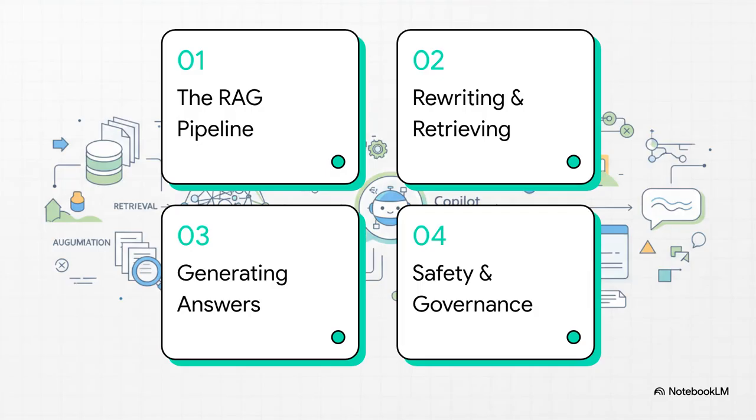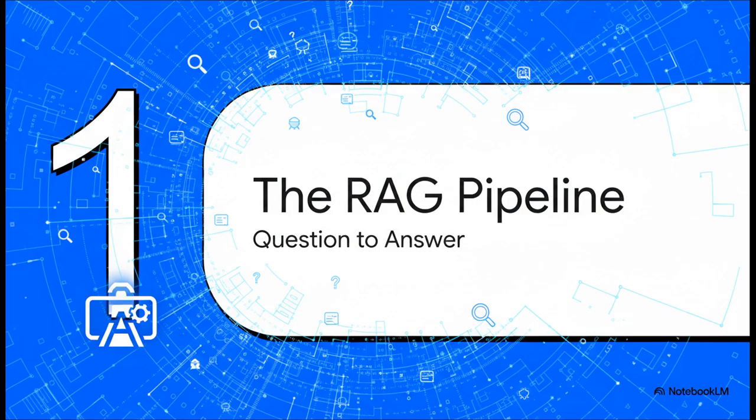So here's how we're going to break it all down. We'll start with a high-level look at the whole four-step pipeline. Then we're going to dive into each stage: rewriting and retrieving the content, generating the actual answer with citations, and finally, that all-important safety validation at the end. All right, first up, let's get that bird's eye view of the entire RAG orchestration process inside Copilot Studio.